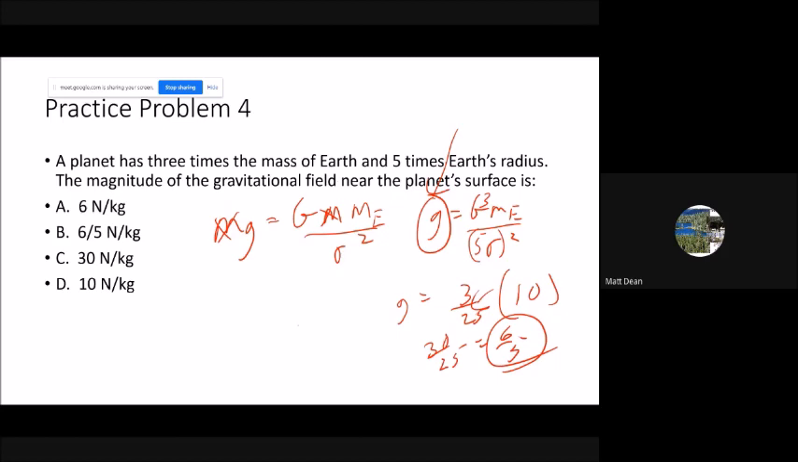Gravitational field strength is measured in newtons per kilogram, which is the same as meters per second squared if you reduce everything down.